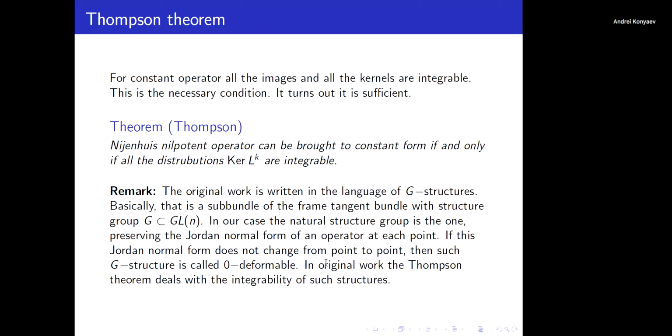It's a very useful tool in the theory of bundles, and in our case, the structure group of the bundle is just the group that preserves the Jordan normal form of our operator. It's basically called its centralizer, and if all the eigenvalues or the Jordan form of the operator do not change from point to point, then these G-structures are usually called zero-deformable. This is exactly the language you can find in the literature, like older literature, but still some people do use it.